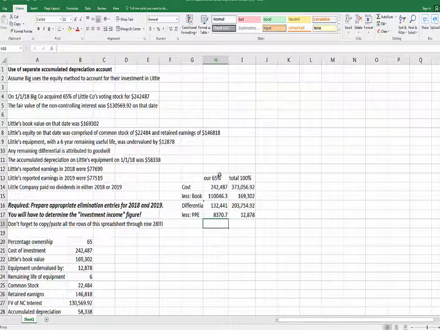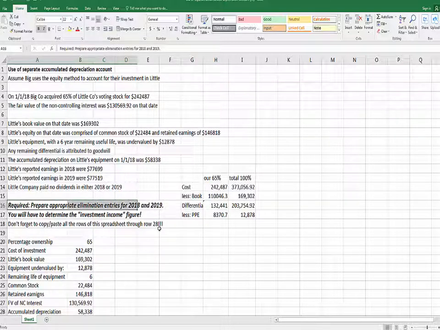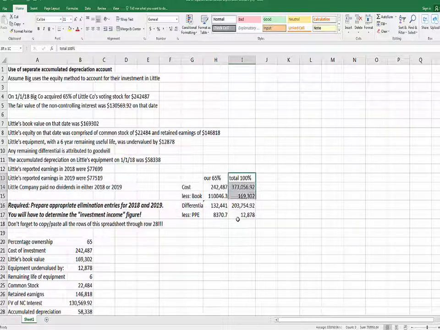Now, quite honestly, this business about here with our share, that's pretty much irrelevant. We're not doing the equity method entries. All we're doing is the elimination entries. And for the elimination entries, what we're concerned with is the 100% column. I just do both columns, just sort of force of habit.